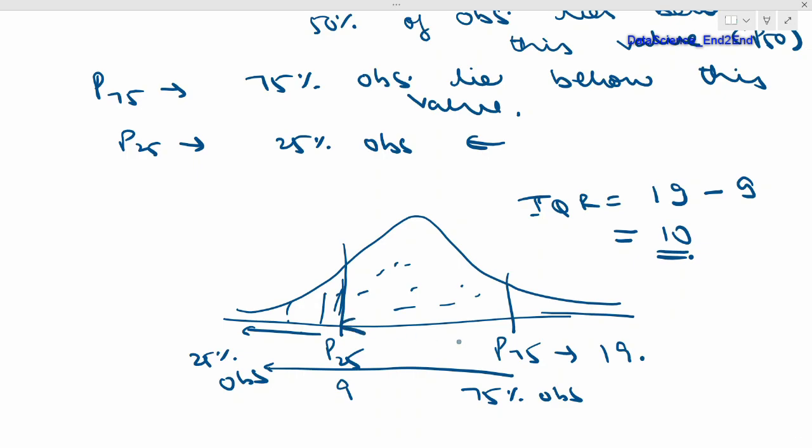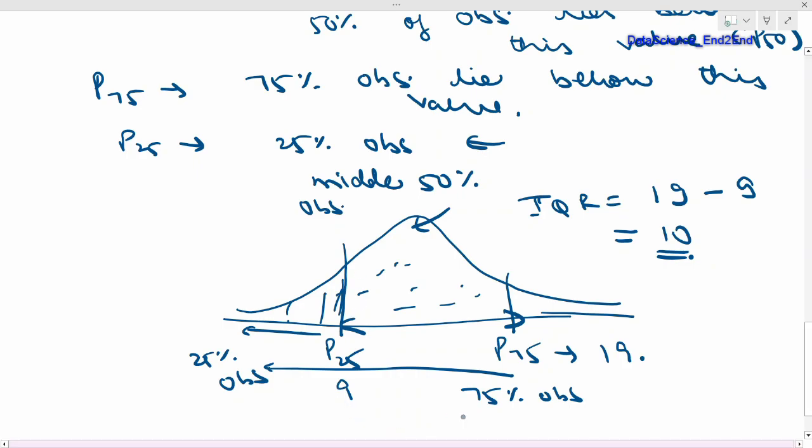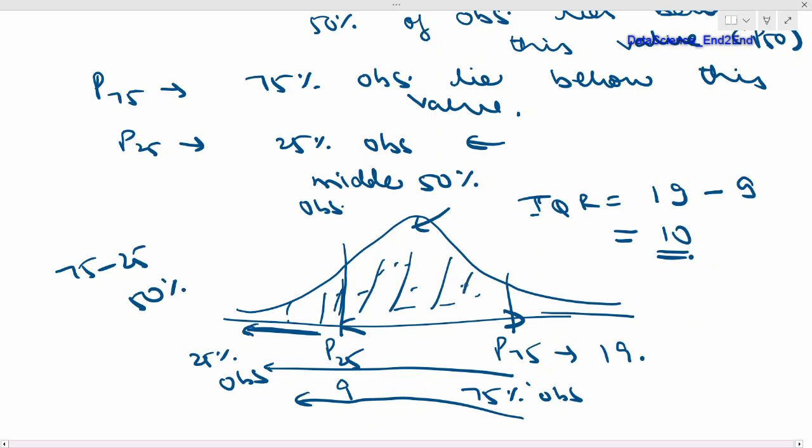And within this range of 10 points, our middle 50% of observations are located. How? Because P75 is telling you 75% of observations are toward the left and P25 is telling you 25% of observations are toward the left. So 75 minus 25 will give you 50% of observations in this bucket. So interquartile range is basically telling you the range within which the middle 50% of observations are located.